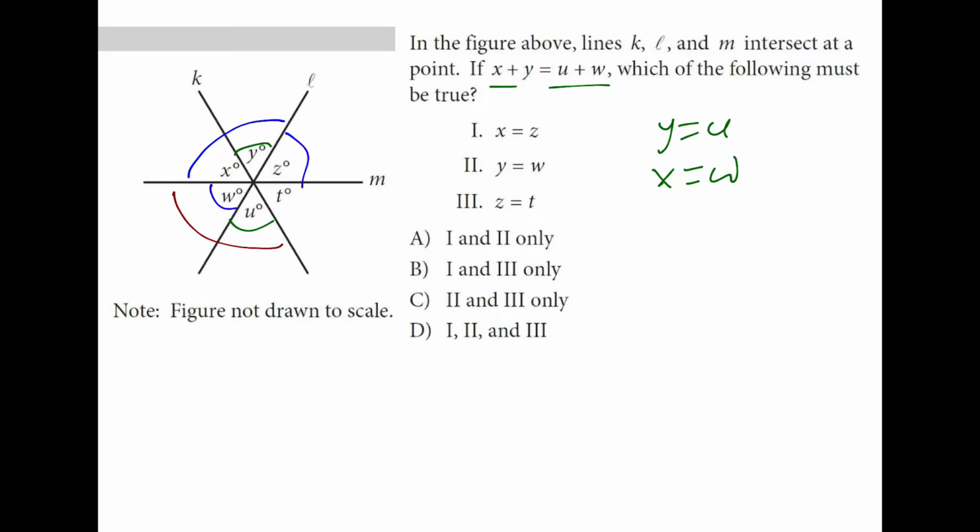Then w and z are vertical angles, and x and t are vertical angles. So we can say all of these things, that t and z are equal to x and w. So is x equal to z? Yes. Do we know if y is equal to w? Not conclusively. Z equal to t? Yes. 1 and 3 only.